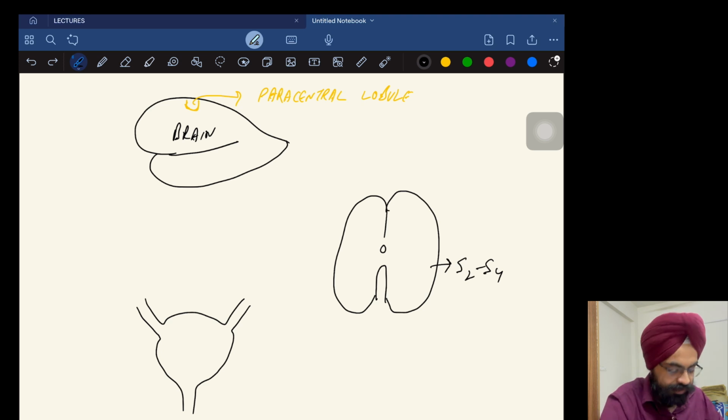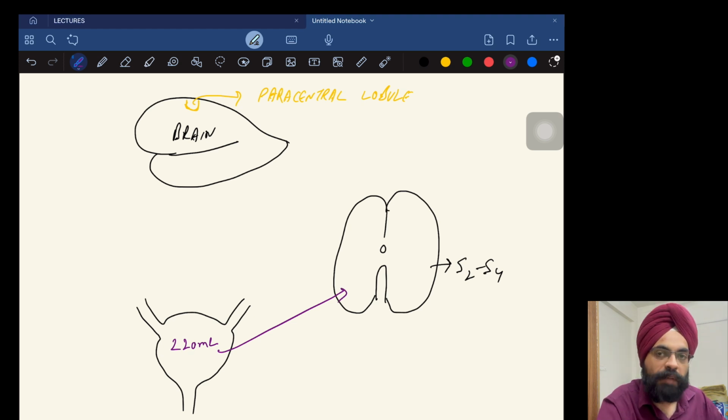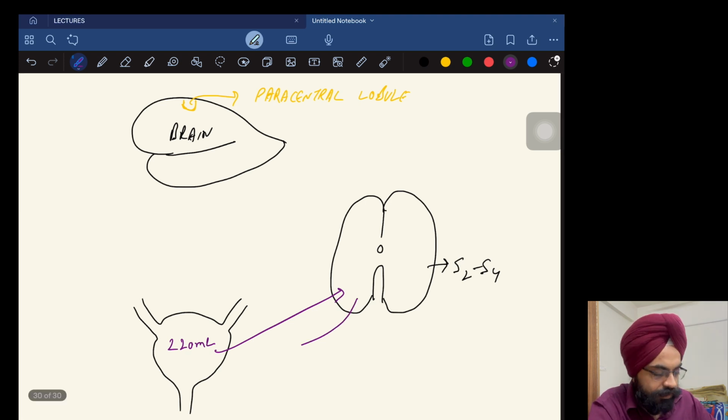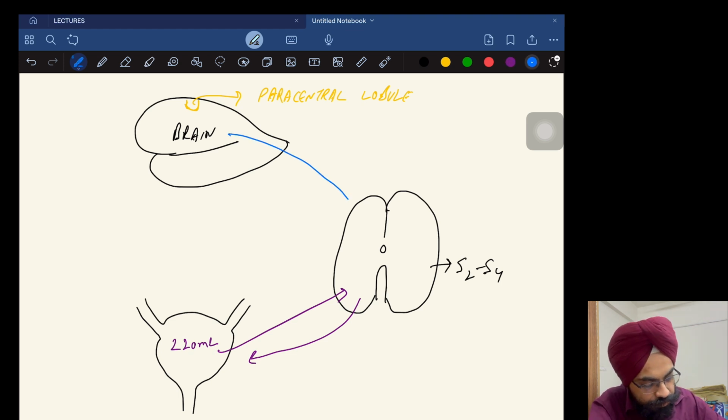So what is happening is, when the bladder is 220 ml full, it sends an impulse to the spinal center and it tells, yes, I am full, I need to empty myself. So this spinal center has the power to tell the bladder, okay, release the urine. That is what happens in the case of the kids. But in adults, this is under the voluntary control by the brain. So the spinal center cannot itself command to micturate.